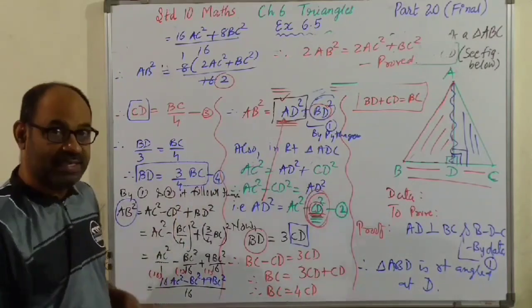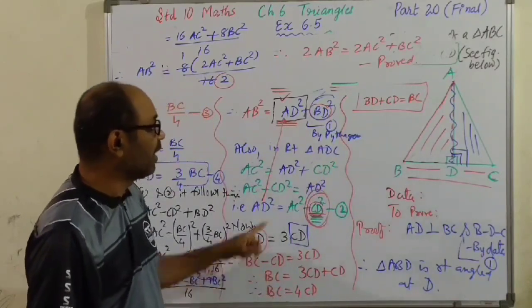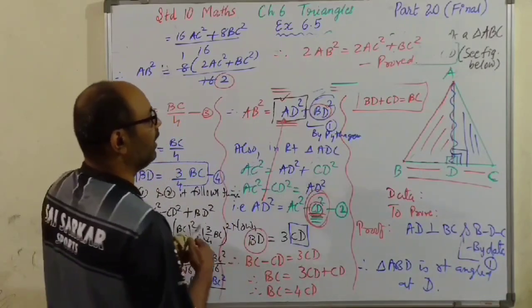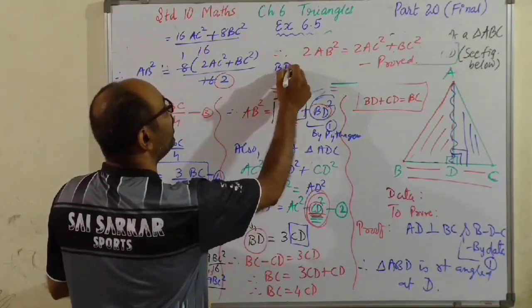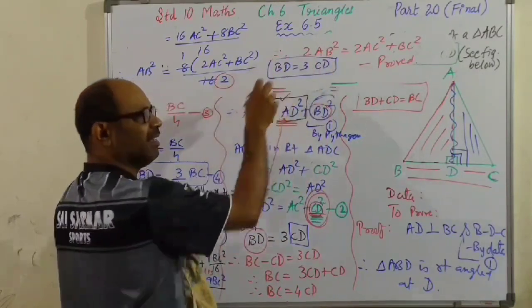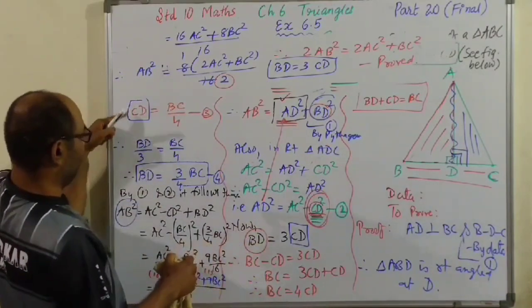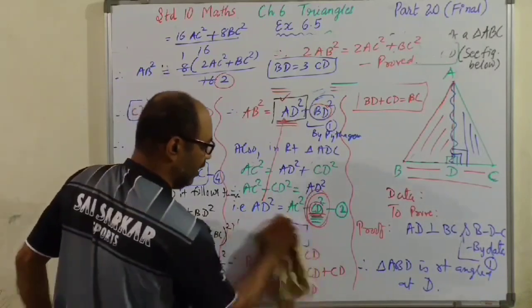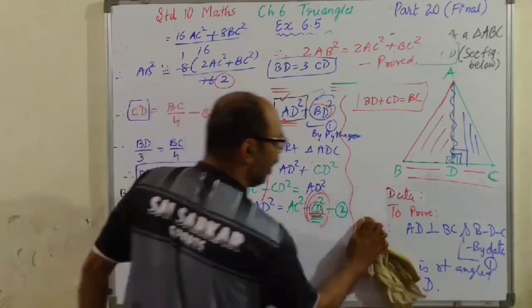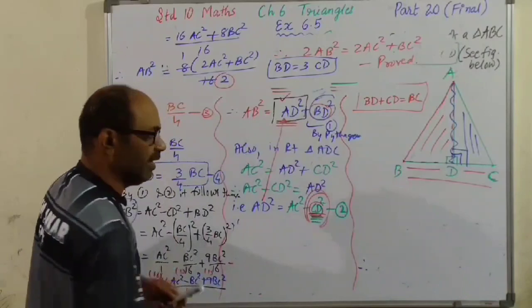Fine children. If you have found CD equal to BC by 4 and BD equal to 3 by 4 BC, then there is another way. I can pick up this instead of picking up what was given in the data. BD equal to 3 times CD. That was given. It wasn't written BD, it was written DB. So to get this and this, there is another way. That's what I am going to show you. I'll write it here to show that both the results are the same.